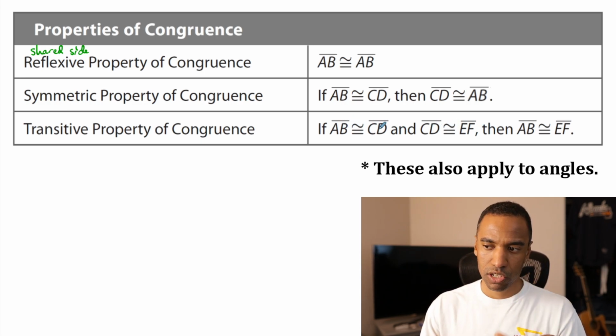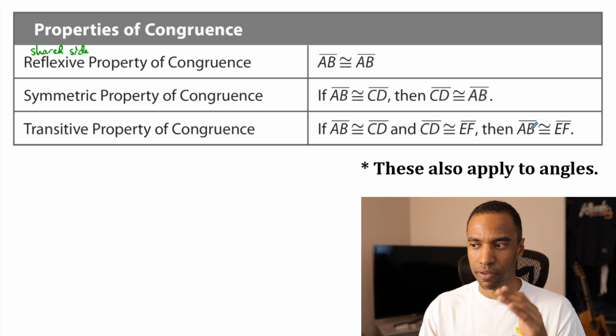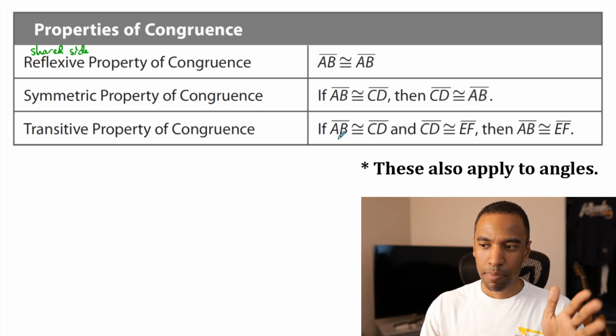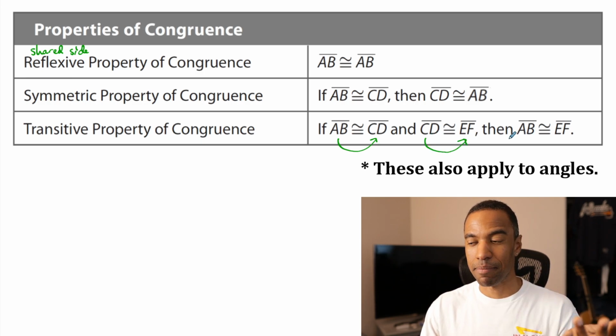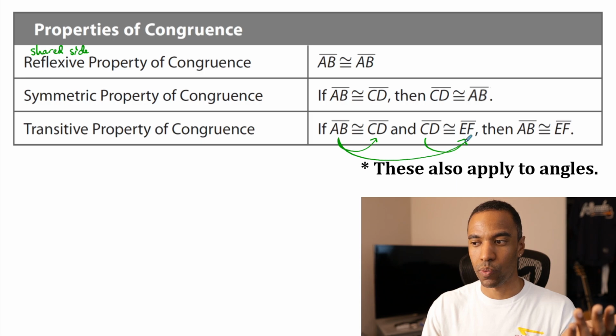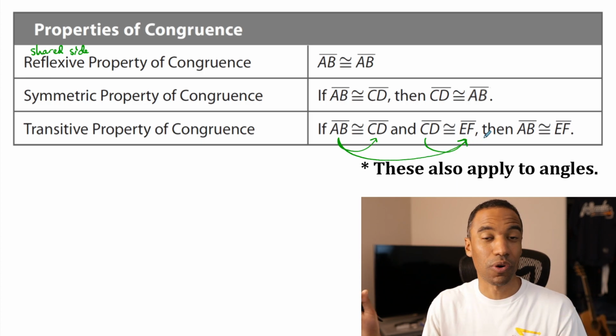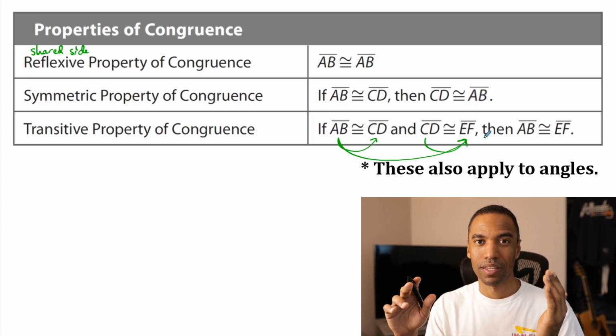If segment AB is congruent to segment CD, and segment CD is congruent to segment EF, then segment AB is congruent to segment EF. AB finds out it's twinning with CD. CD finds out it's twinning with EF. I guess that means that AB, therefore, is twinning with EF, right? I guess they're triplets together. You know what I mean?